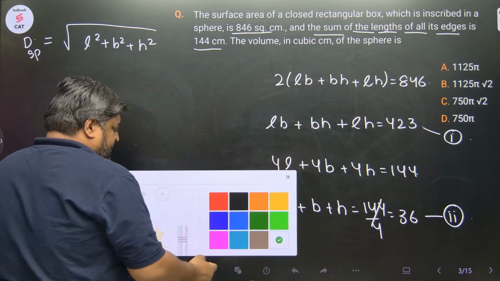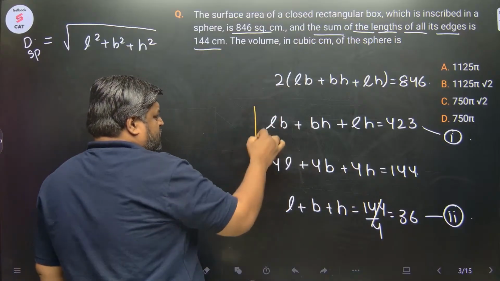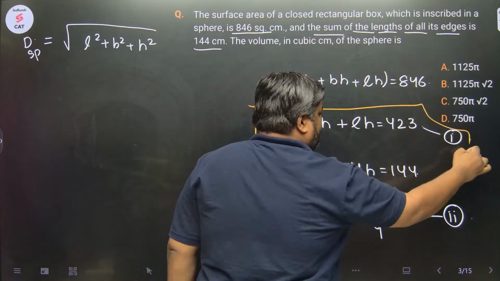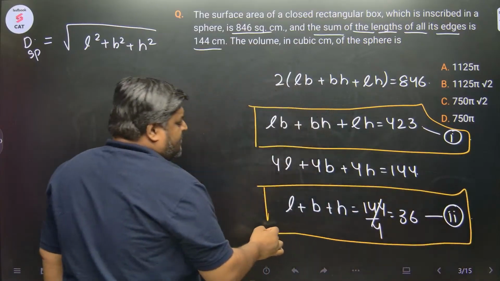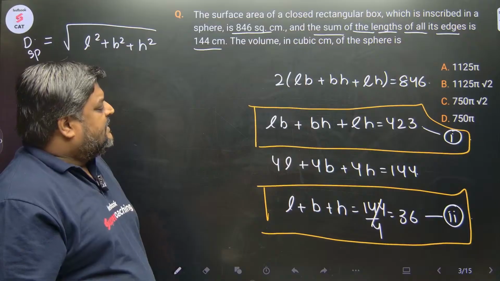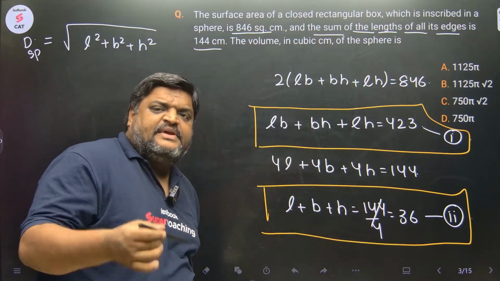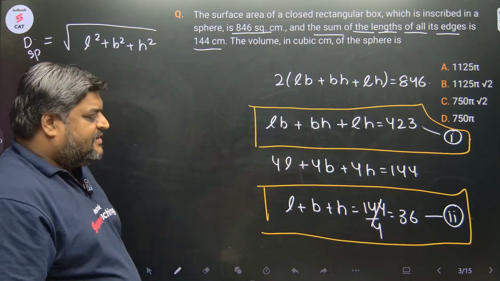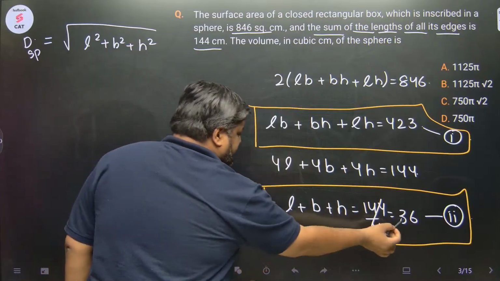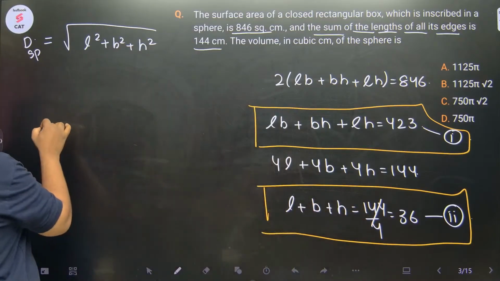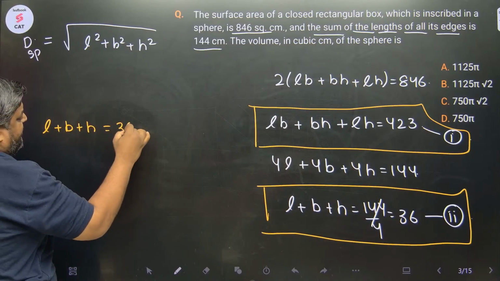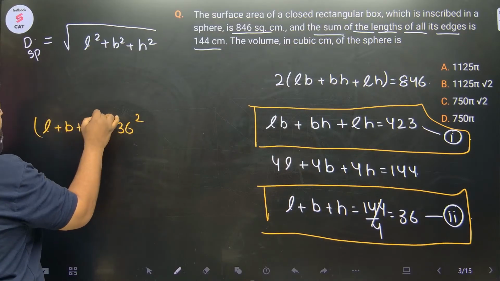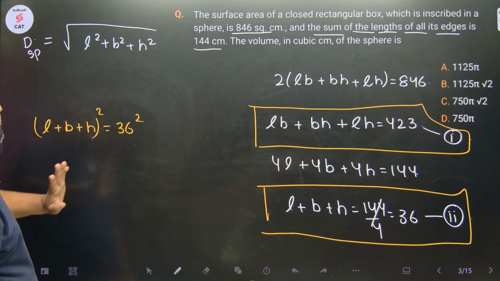When you observe them closely, what do you see? Sir, I got these two equations. So in such cases, what do we do? We apply algebraic expressions, right? If we square both sides, L plus B plus H is equal to 36. If I square it on both of the sides, this is (A plus B plus C) whole square.